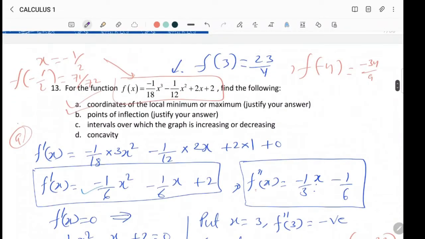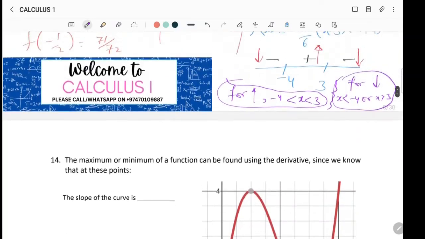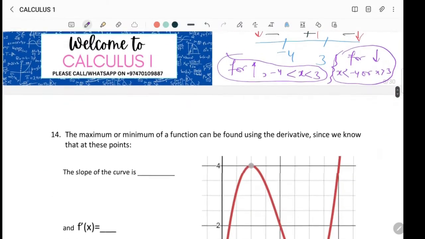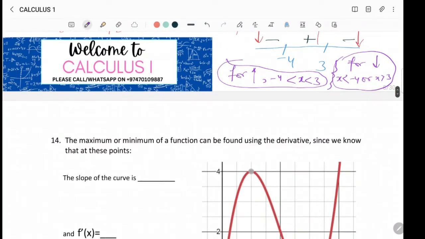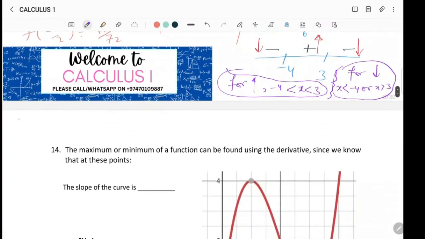What questions did we do? Okay, we did the C part. Now concavity. Concavity means concave up or concave down. Do we have a space here? Can I use, okay, let me use this. This is the A, B, C, D part, right?